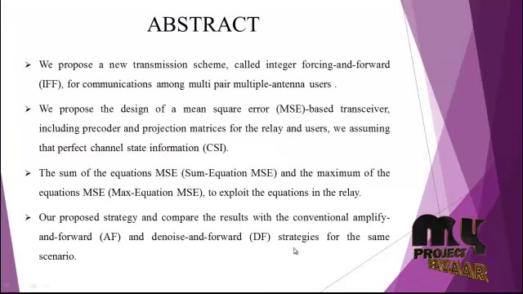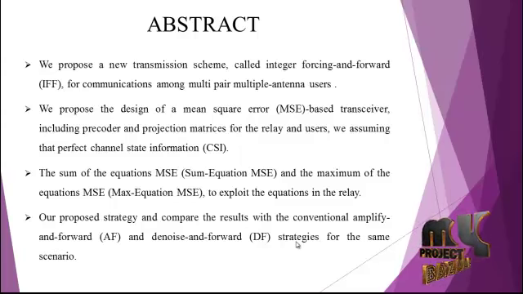The project abstract is: we propose a new transmission scheme called Integer Forcing and Forward, that is IFF, for communications among multipair multiple antenna users. We propose the design of a mean square error, that is MSE, based transceiver, including precoder and projection matrix for the relay and users. We are assuming perfect channel state information, that is CSI.